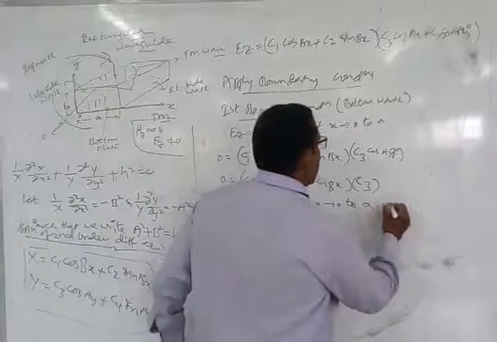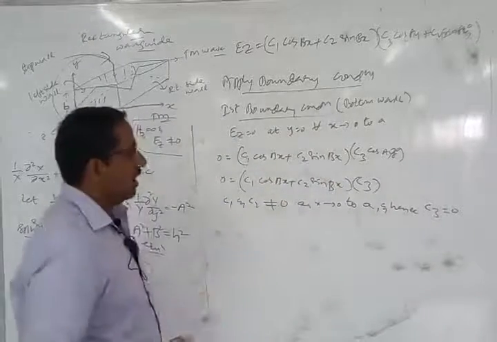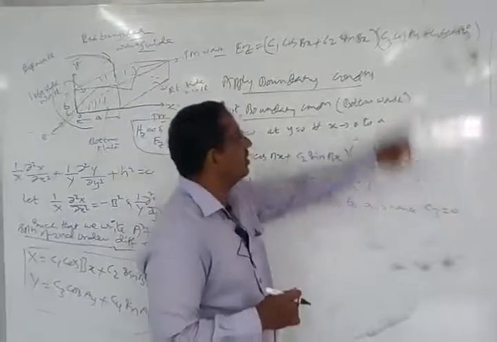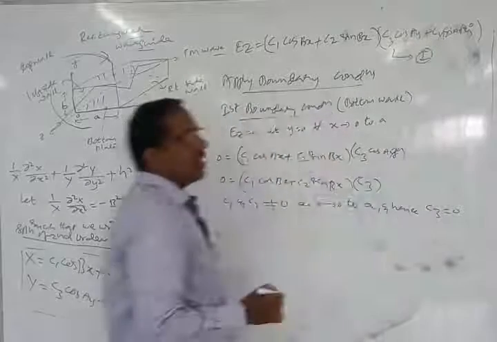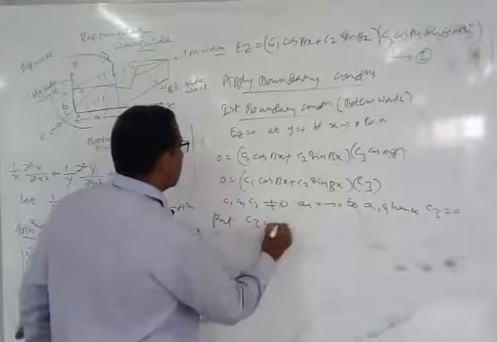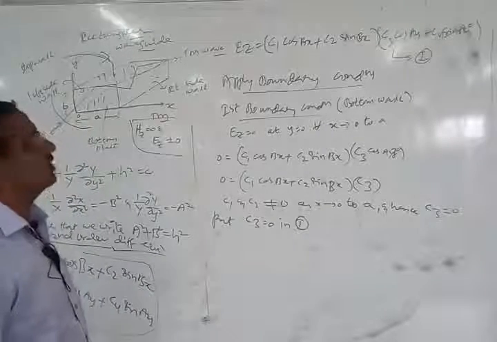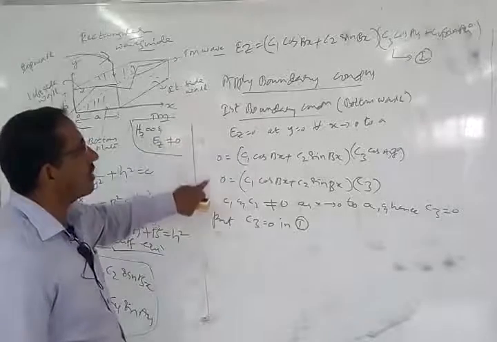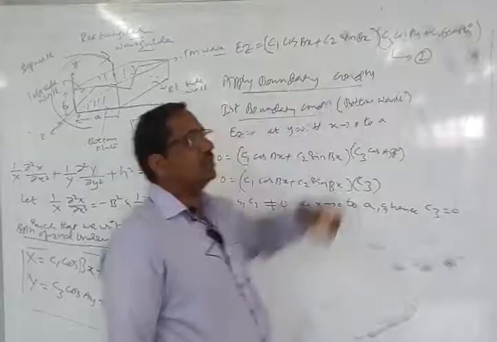Hence we make C3 equal to 0. So let us substitute this C3 equal to 0 in the equation 1. Now I may call this equation I1. Now put C3 is equal to 0 in equation 1 and get the equation, because from the result of the first boundary condition we have solved for C3 now. C3 has been made equal to 0 now.